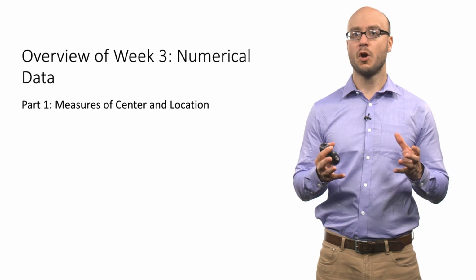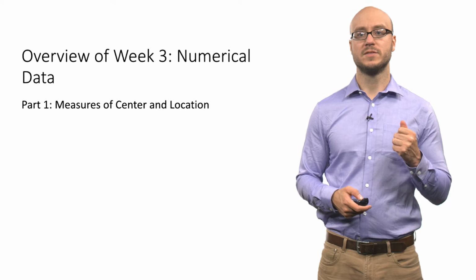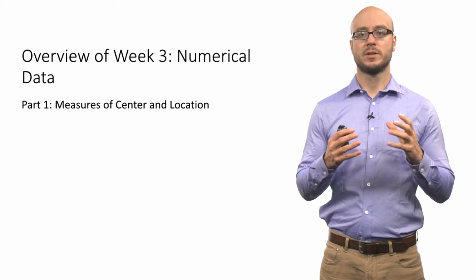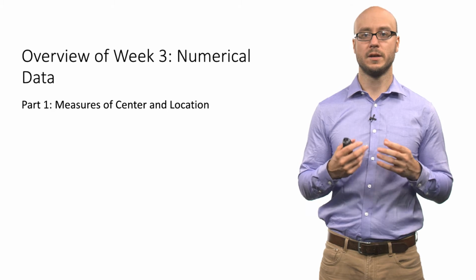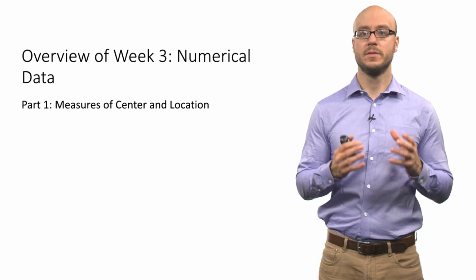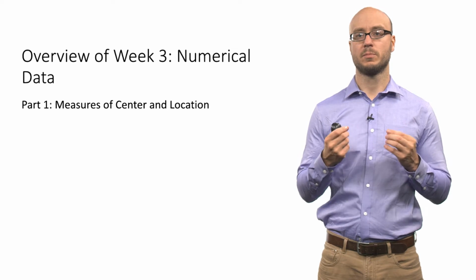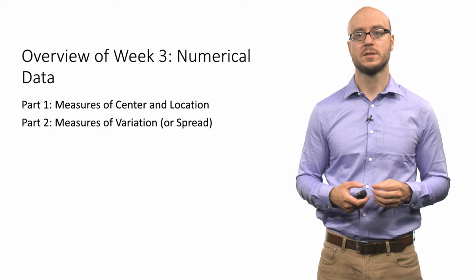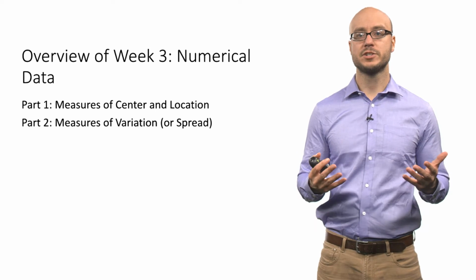Just to give you an overview of what we're going to talk about, we're first going to cover measures of center and location. When we talk about measures of center in terms of a numerical variable, we're referring to measures like the mean, the median, and the mode. In terms of location, we're talking about percentiles and quartiles. For part 2 of this week, we will talk about measures of variation or spread.